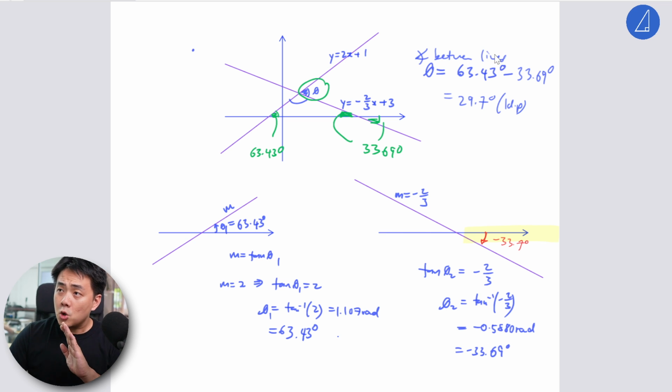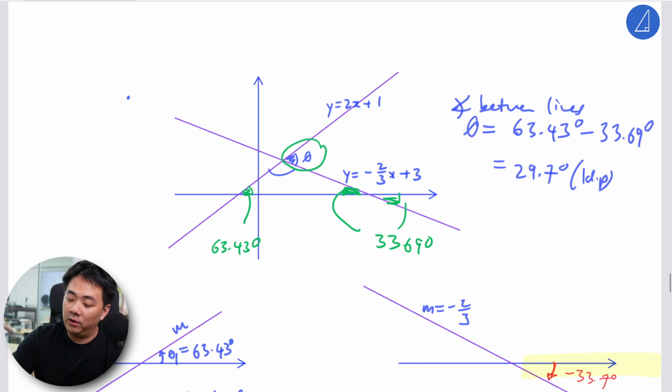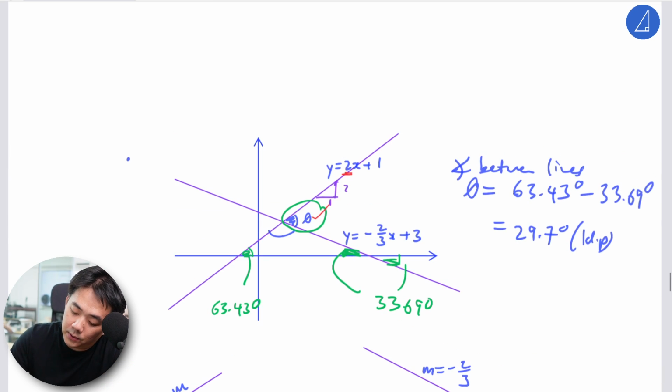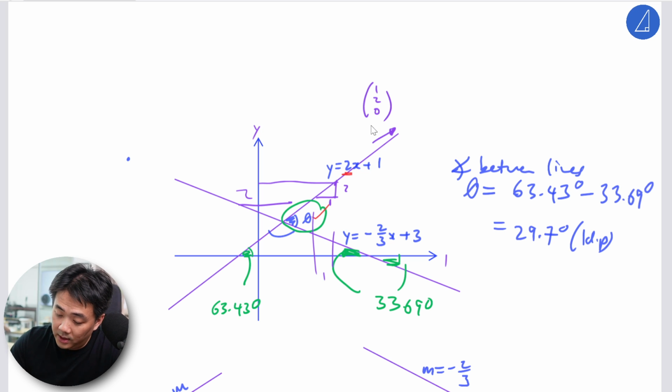Okay, question. If you've forgotten this, what you can do in the exam is write it in vector form. How do you write in vector form? If you want to find the angle between them, it's very simple, because you can use the dot product. The rise is 2, the run is 1, so the y is 2 and the x is 1. So the direction vector here is (1, 2, 0). You write this as (1, 2, 0).